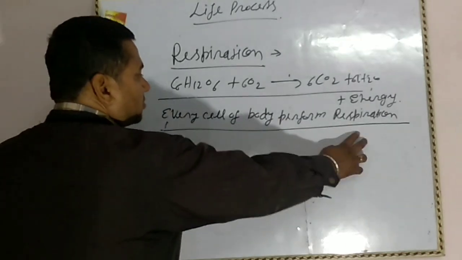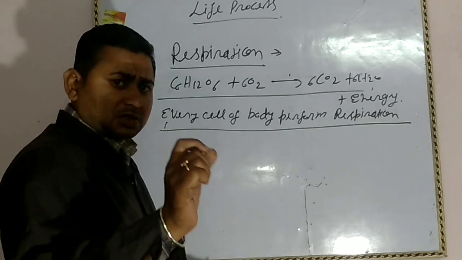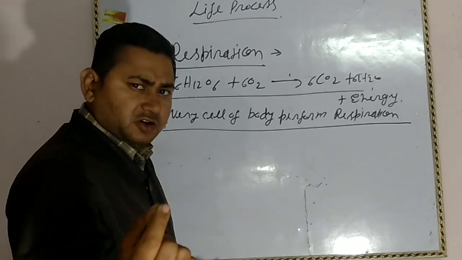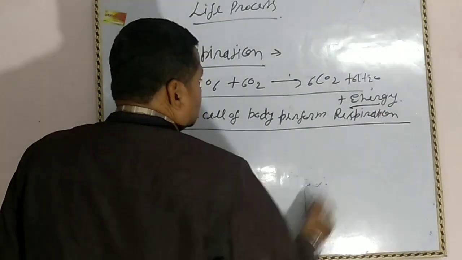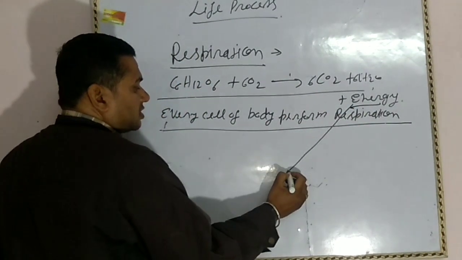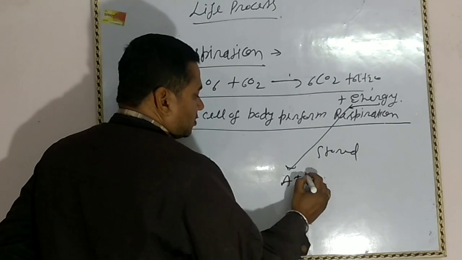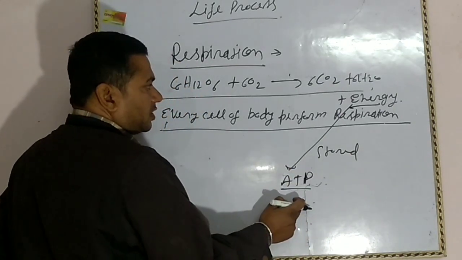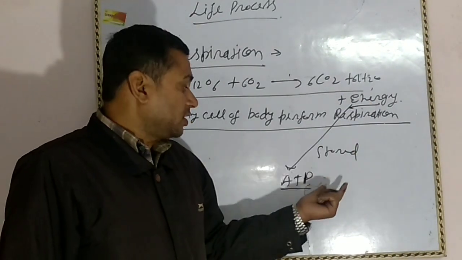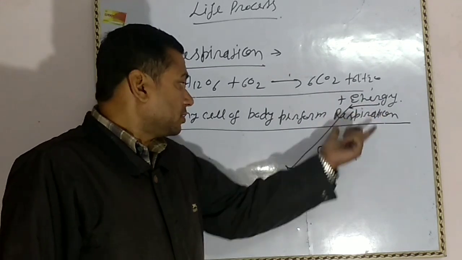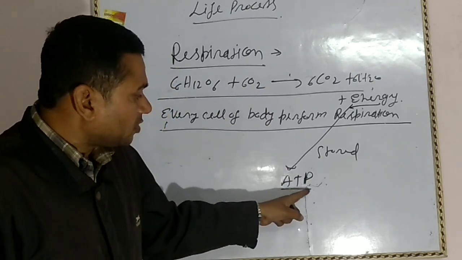Every cell of the body performs respiration, which means this process occurs in each and every cell of the body. Now you see, this energy is stored in the form of ATP. In what form? In the form of ATP. If the body does not store the released energy, definitely it will be wasted, right? So in cells during respiration, energy is stored in the form of ATP.